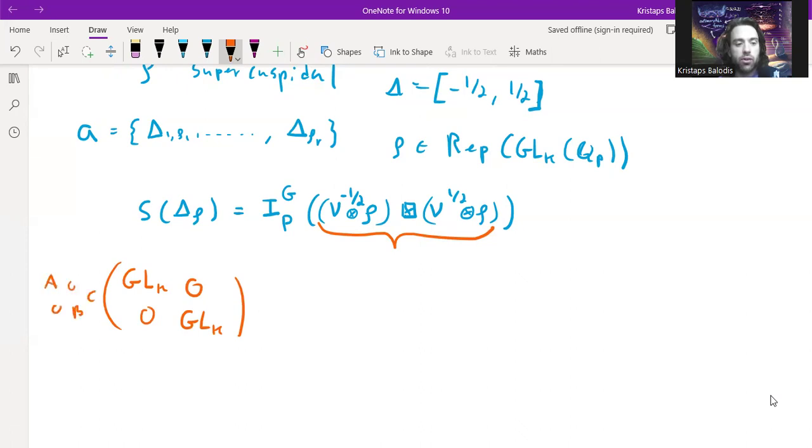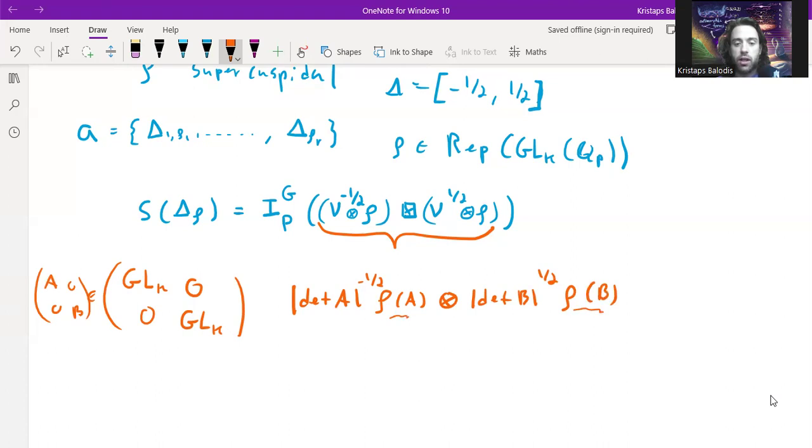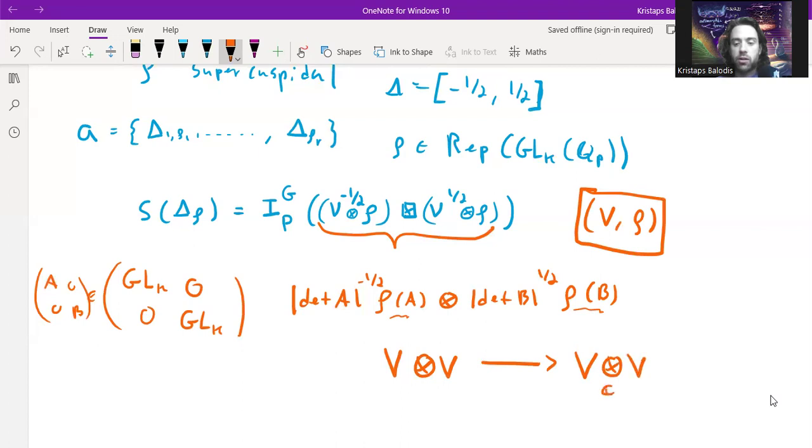say, a block diagonal matrix here, what I'm doing is I'm sending this to the absolute value, just to be really explicit, absolute value to the -1/2 of the determinant of A, rho of A, tensored with the determinant of B to the +1/2. I'm writing this as a scalar out front of, these are linear operators, and if V is the underlying vector space of rho, this is a linear operator on this tensor product, right? And this defines a representation on this tensor product.